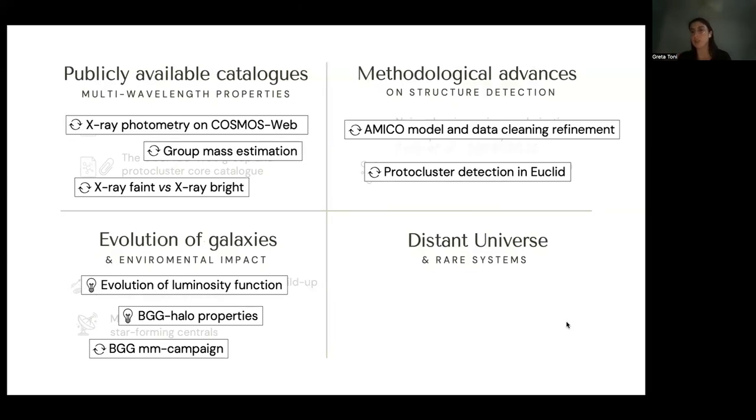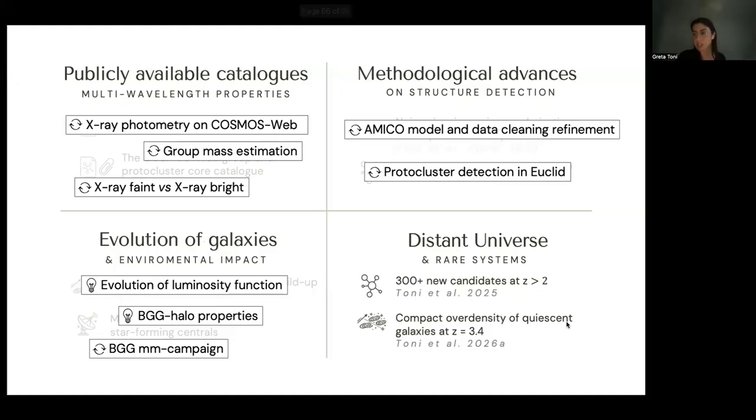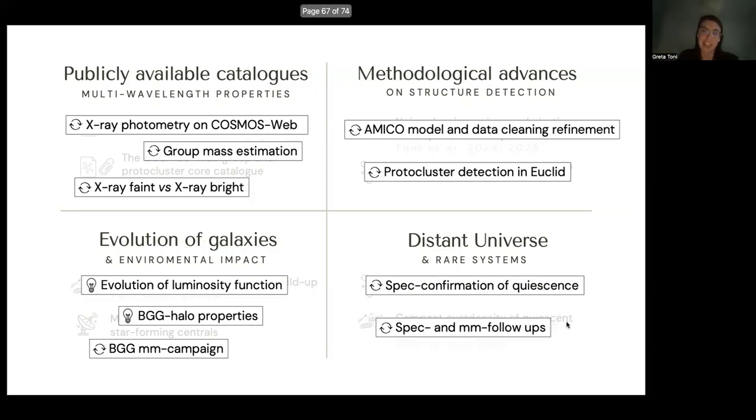And finally, for what concerns the distant universe and rare systems, we detected more than 300 new candidate protocluster cores at redshift larger than 2, including this compact overdensity of quiescent galaxies at redshift 3.4. Obviously, this leaves space for spectroscopic confirmation of redshift, of quiescence as well, and in general for multi-wavelength follow-ups.